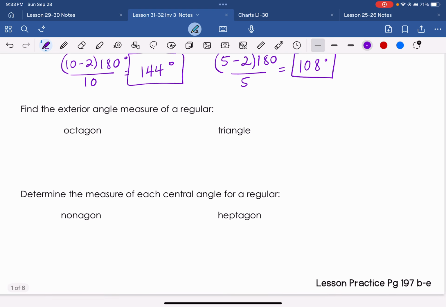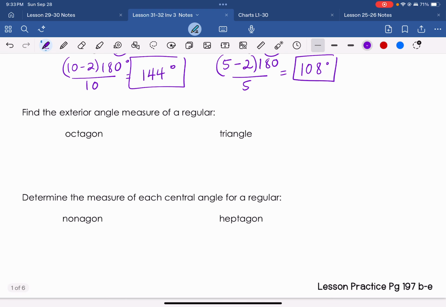Moving on to exterior angle measures. This is what they want us to find for a regular octagon and triangle. Octagon has 8. We all know a triangle has 3. The formula requires us to divide 360 degrees by 8, which is 45 degrees. Pause the video and try solving for the exterior angle measure of a regular triangle, and then unpause to check your work.